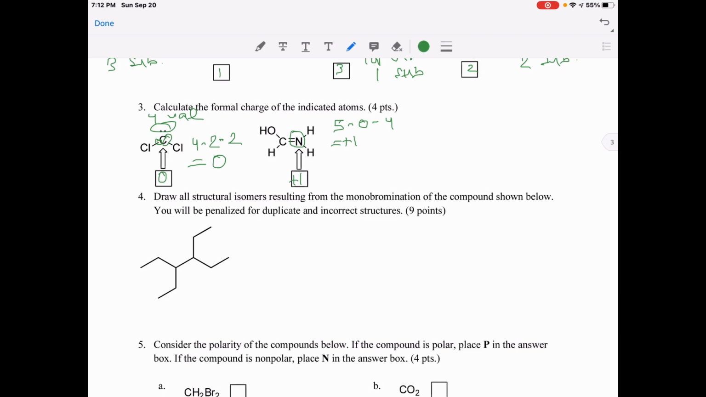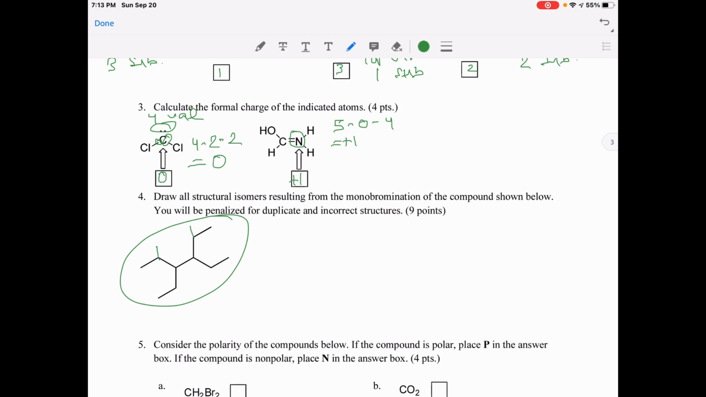For number 4, we are asked to draw all the structural isomers resulting from the monobromination of this compound. Before we actually solve this problem, we should take a look at this molecule first. We find that there is a lot of symmetry in this molecule, right? Having a substituent here is the same as having a substituent here. If you just rotate it, you end up in the same position.